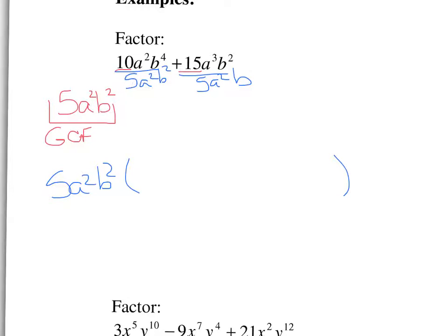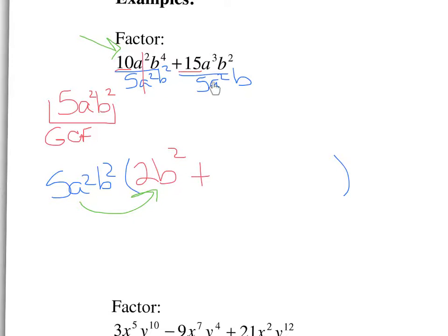So 10 divided by 5 makes 2. A squared divided by a squared cancels because they're the same. B to the 4 divided by b squared, remember to subtract the exponents, gives you b squared. And you can check mentally by multiplying these two terms. You should get this term. So if you check that, 5 times 2 is 10. A squared, there are no more a's here, will give you a squared. B squared gives you b to the 4.